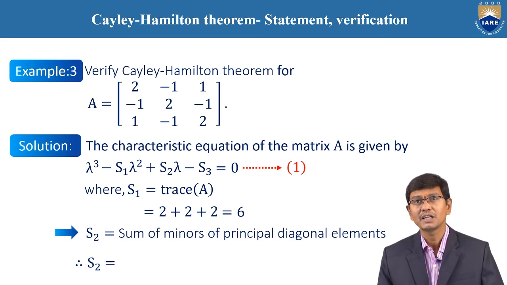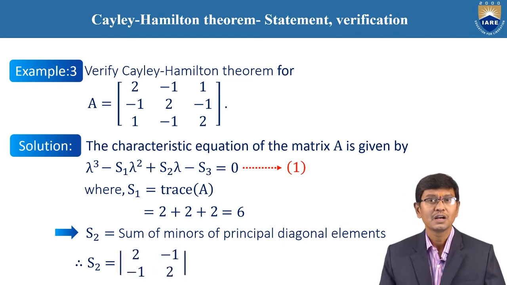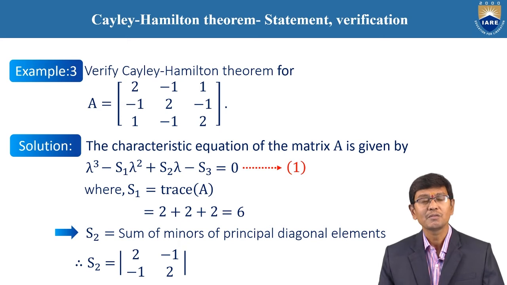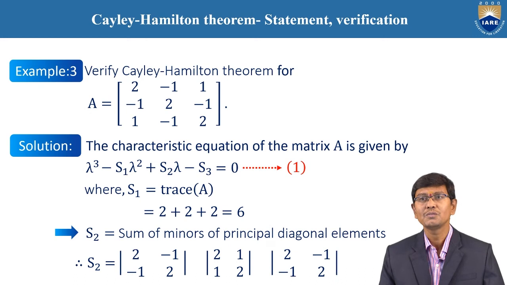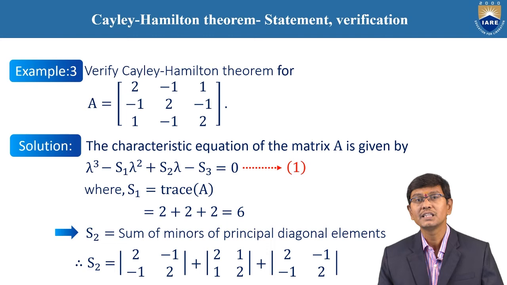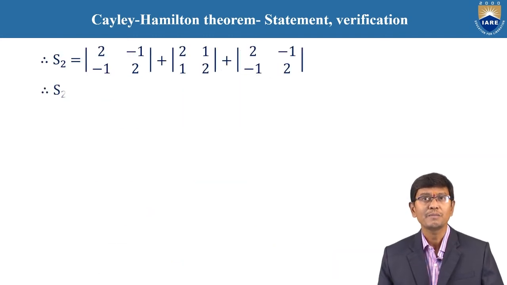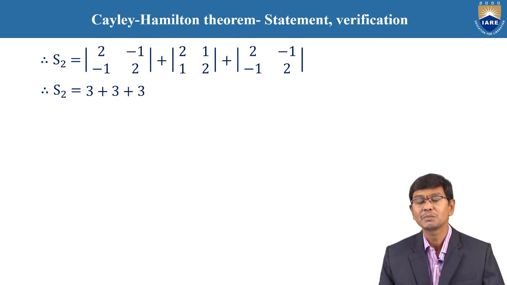Now we want to find the first minor, that is 2, minus 1, minus 1, 2. And next one, once again, the principal minor is 2, 1, 1, 2. And the third one is also the minor of the principal diagonal elements, 2, minus 1, minus 1, 2. And we need to find the 2 by 2 determinant of each of these three matrices. Finally, we obtain S2 equal to 3 plus 3 plus 3, that is the corresponding 2 by 2 determinant values. And finally, S2 is equal to 9.